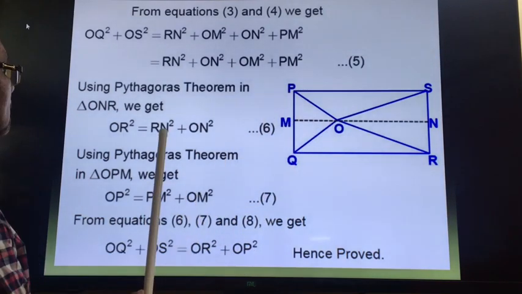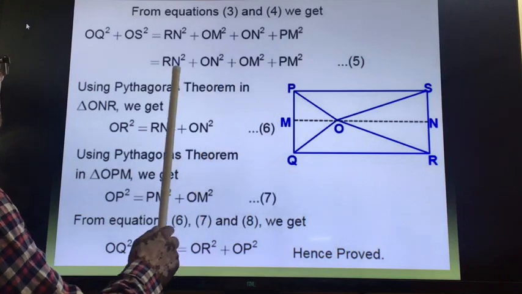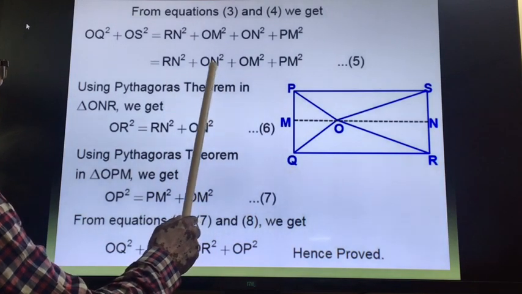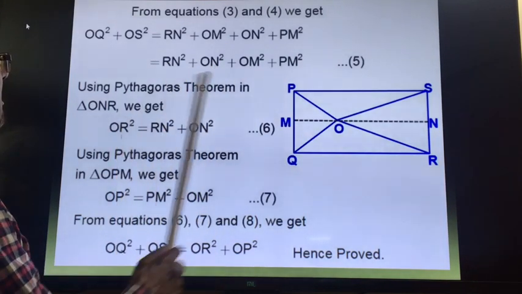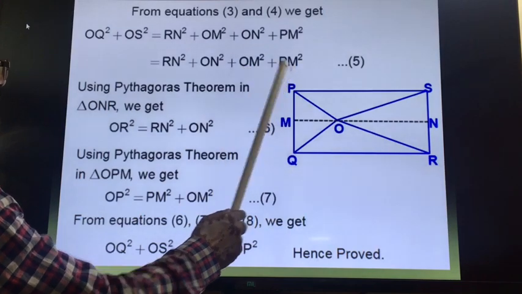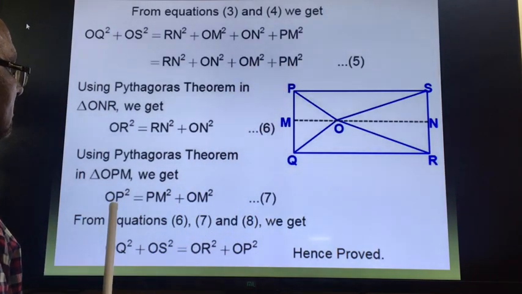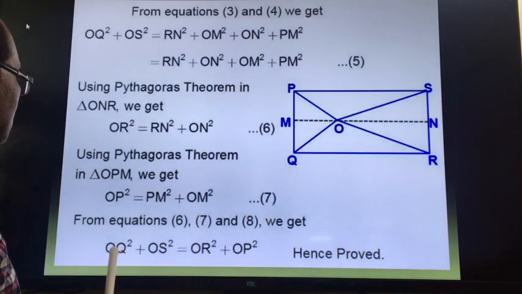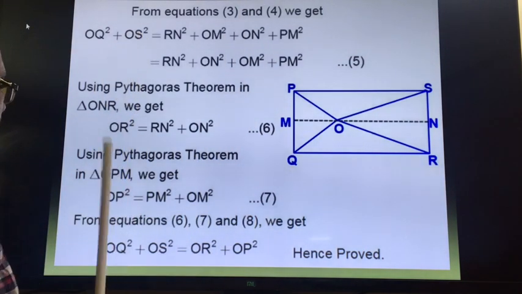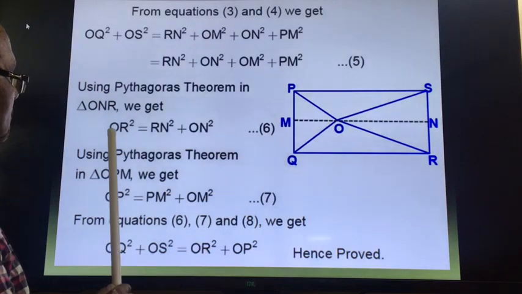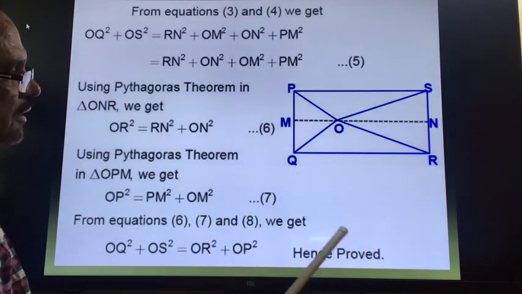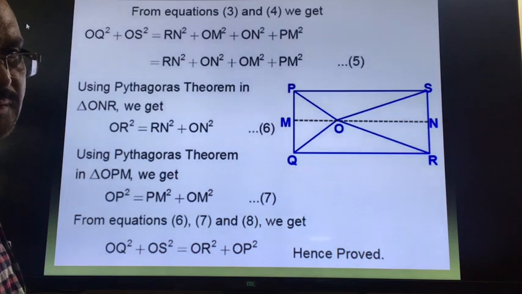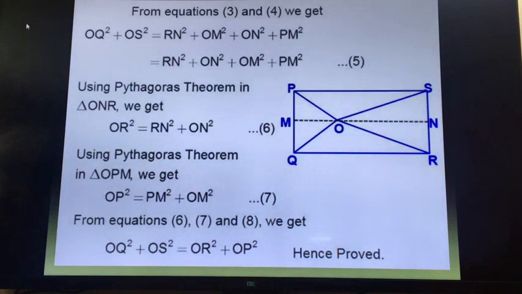Now these two values are available here. So in place of RN square plus ON square we can write OR square, and in place of OM square plus PM square we can write OP square. So by using these two equations here in equation number 5, we will get OQ square plus OS square is equal to OR square plus OP square. Hence proved. So please try to understand, and still if there is any problem please inform me. I'll explain you again.